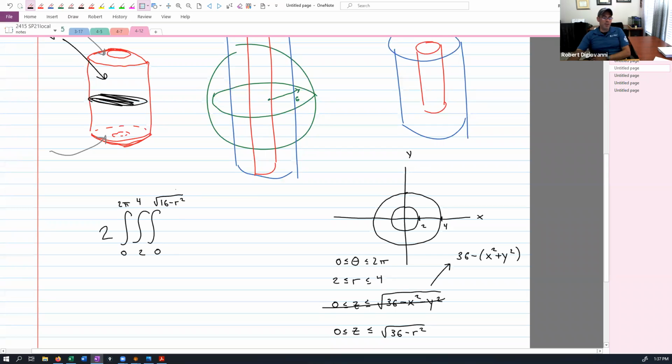Okay, who wants to tell me what goes in the integrand? What goes in here? 36 is what, not 16. Oh, 36. I don't know why I did 16. Thank you. 36 minus r squared.